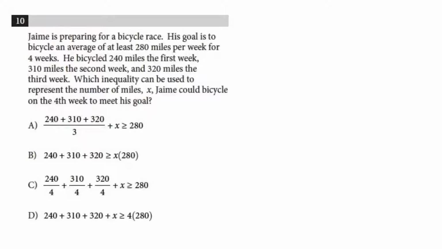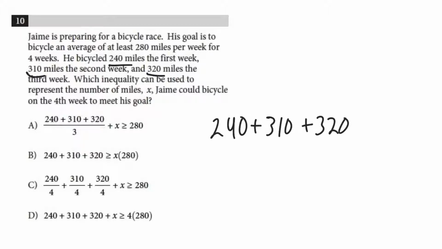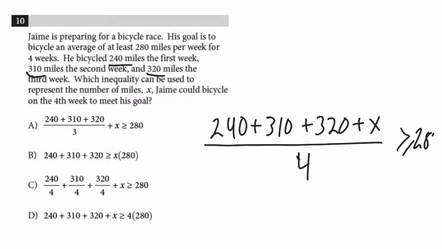Right off the bat, I think we need to look at what an average is. An average is going to be the sum of each of the weeks. He wants to average 280. He bicycled 240 the first week, plus 310 for the second week, and then the third week was 320. We don't know what the fourth week is, but if we add those all up and divide by the number of weeks, 4, that will be the average. And we want the average to be at least 280.